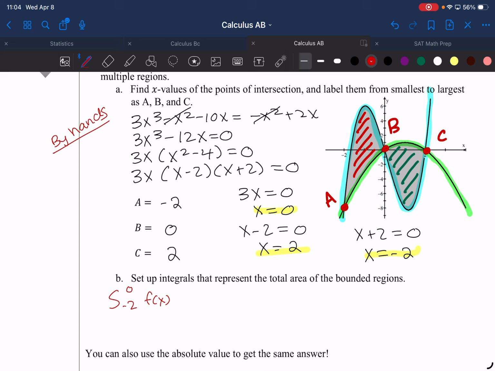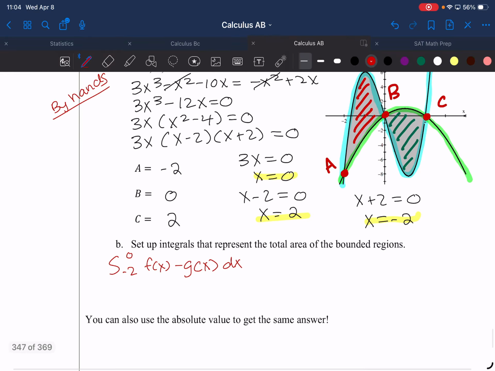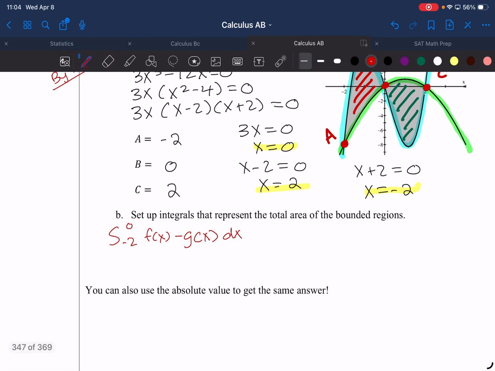Okay, and then the bottom function is the green one, which is g of x, so minus g of x dx. Okay, so that is the area for the very first one, the one that I shaded in red.